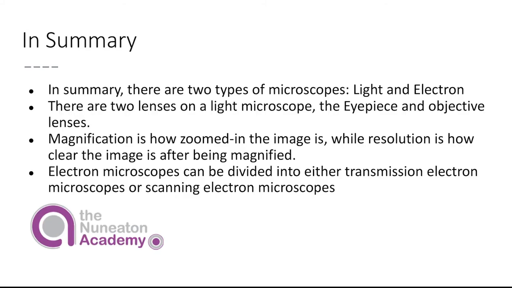So in summary, there are two types of microscopes: light microscopes and electron microscopes. For light microscopes, there are two lenses. One is called the eyepiece lens, which we look through, and the other is the objective lens. Magnification, by definition, is how zoomed in the image is, while resolution is how clear the image is after being magnified. And lastly, electron microscopes can be divided into two categories: transmission electron microscopes or scanning electron microscopes. Each provides different types of images for different functions.